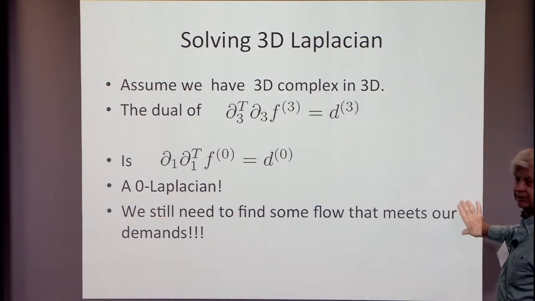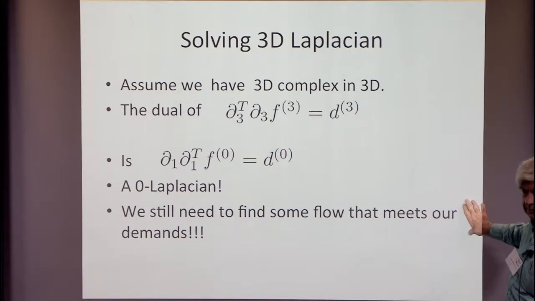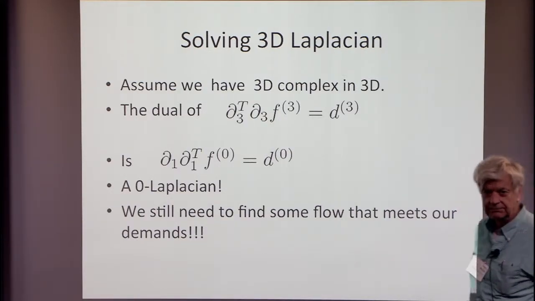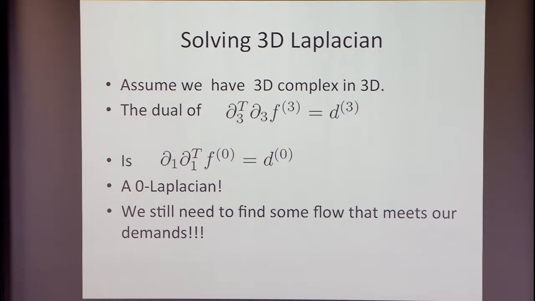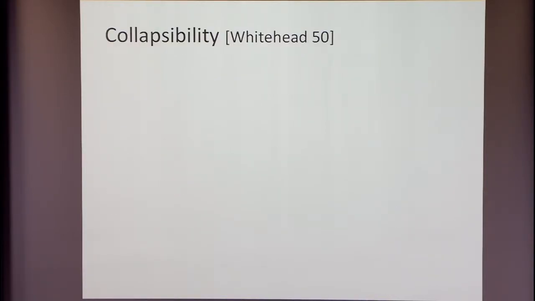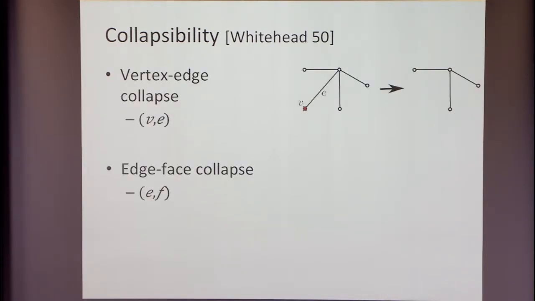But we still have this other interesting problem, and that is how did we ever get any old flux that meets our demand? And unfortunately, that ends up being interesting. Good. So there was a whole body of work in the 50s by Whitehead on what's called collapsible complexes. And so there's a thing called edge collapsing.